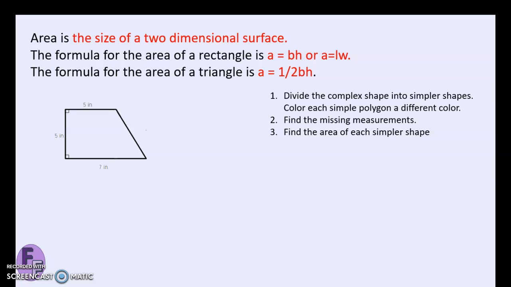When you have a complex or combined shape, the first step is to divide the complex shape into simpler shapes, ones that you know the area for. Color each simple polygon a different color so you can distinguish between the two of them. Then find any missing measurements you may need, and then find the area of the simpler shape.